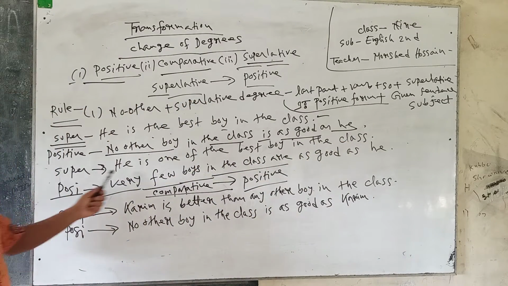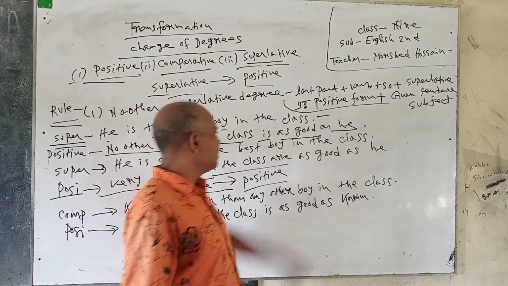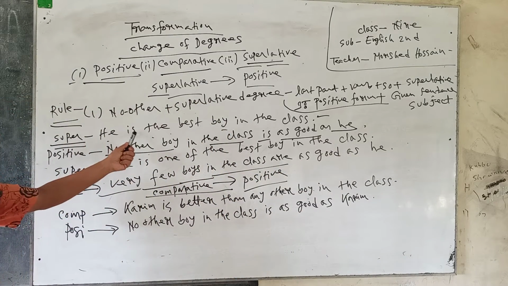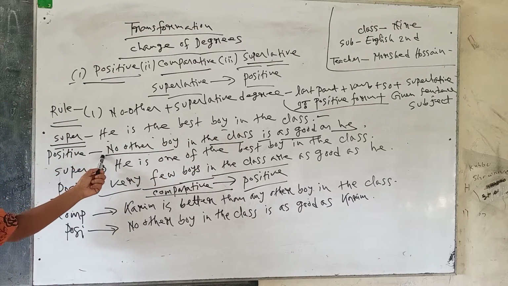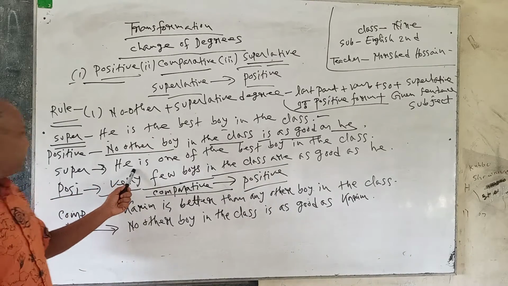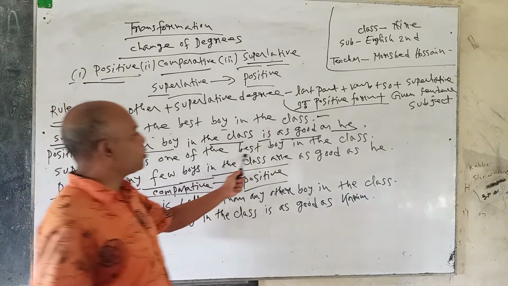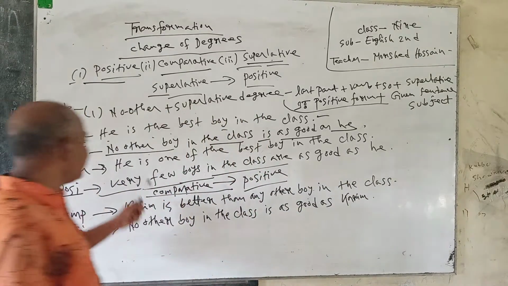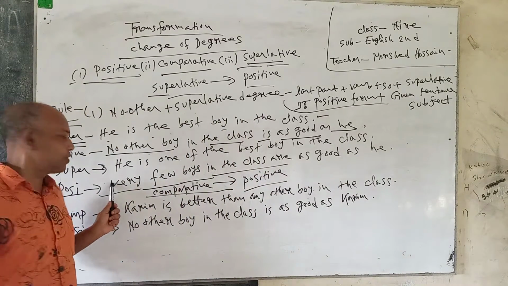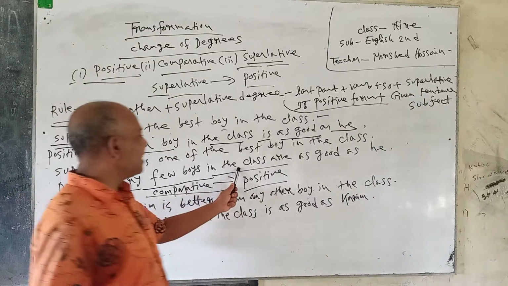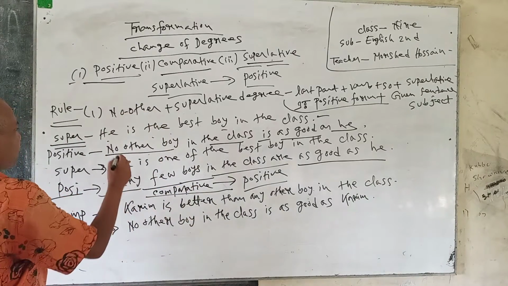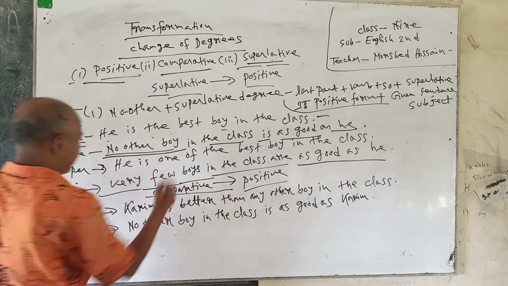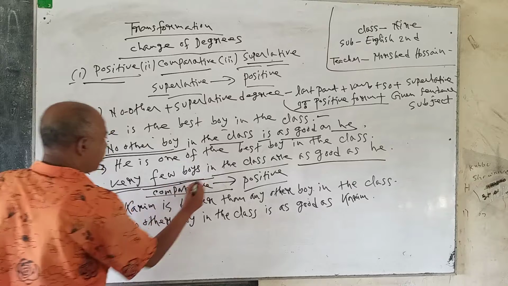The second one: he is one of the best boys in the class. Learners, the first one we have discussed, he is the best boy in the class, has the rule of no other. This one is another type of superlative form. In this we have to follow another rule: very few boys in the class are as good as he. The first form's rule is no other; the second one's rule is very few.